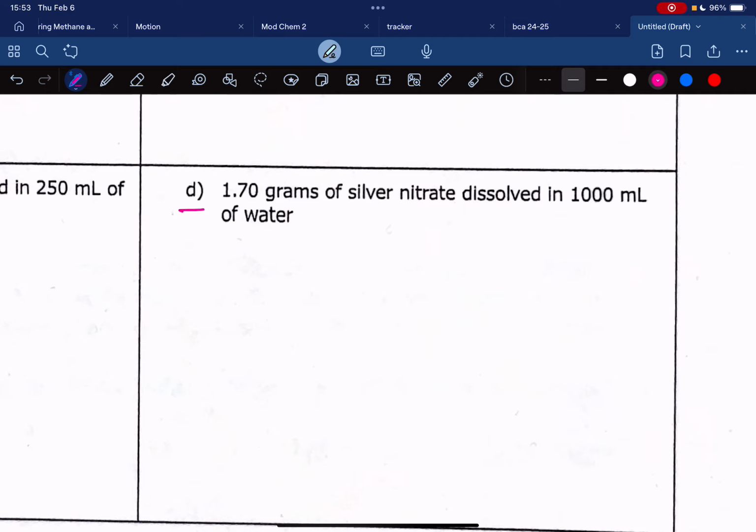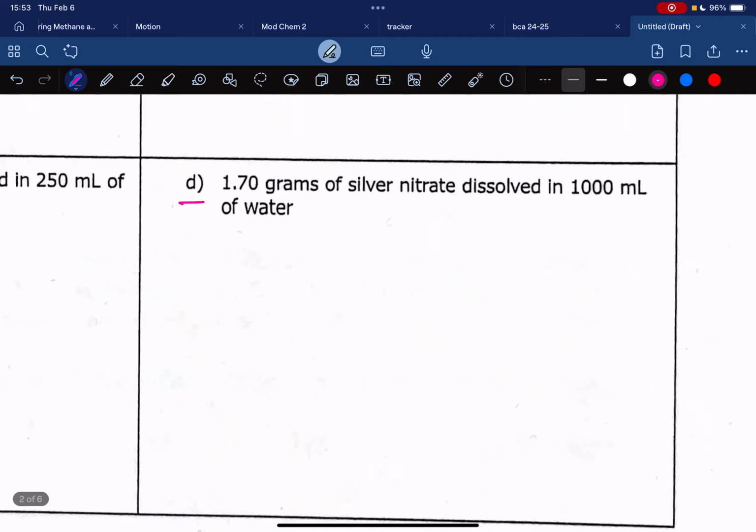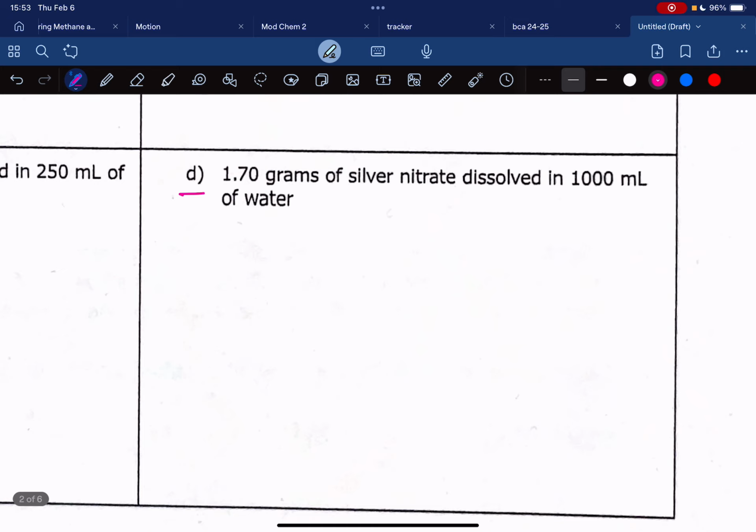For D, let's go 1.70 grams of silver nitrate dissolved in 1,000 mils of water. Silver nitrate, of course, is AgNO3. So to get my molar mass for that, I'm going to go, what's silver again? 107.87 plus 14.01 plus 48. Got my molar mass to be 169.88 grams is 1 mole.